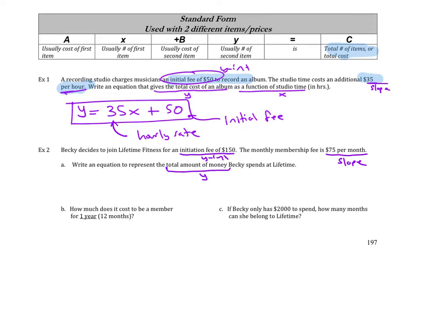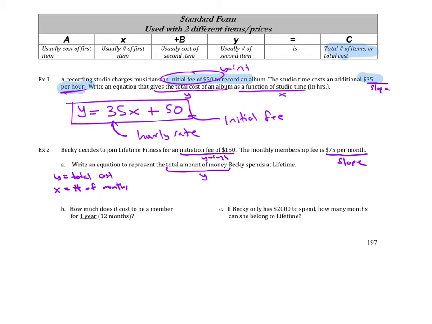That'd be y, what Becky spends at Lifetime. It doesn't mention the other variable, so we have to write that down. So y is going to be the total cost, and x, well, what is that going to be based on? It's going to be based on how many months, right? Because it's $75 per month, so x would be the number of months.